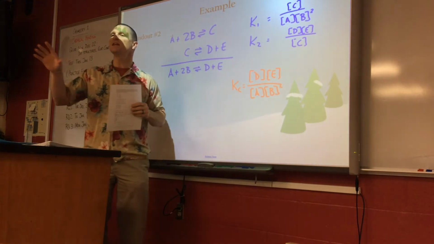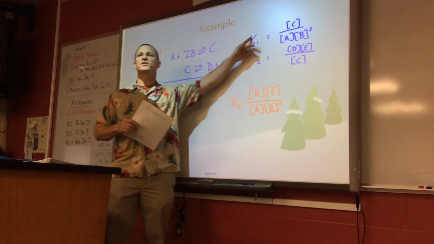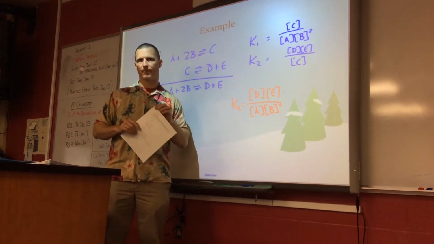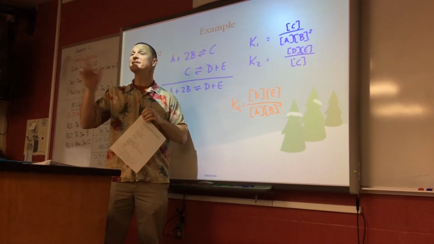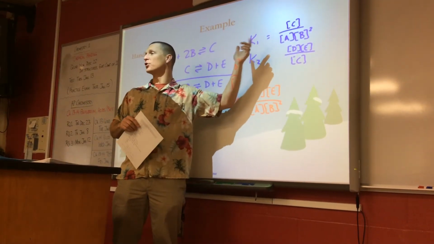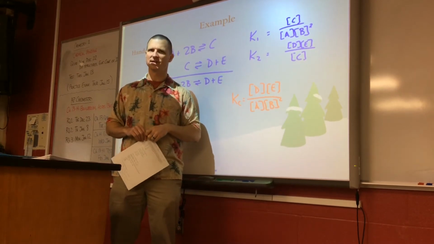So what I want you to see is when you have to add 2 equations together, you multiply their K's to get the final K value. For Hess's law, when it was delta H, you added the delta H's. For K's, though, you have to multiply them. You going to keep those straight? I think you will. It's not that bad to keep straight.